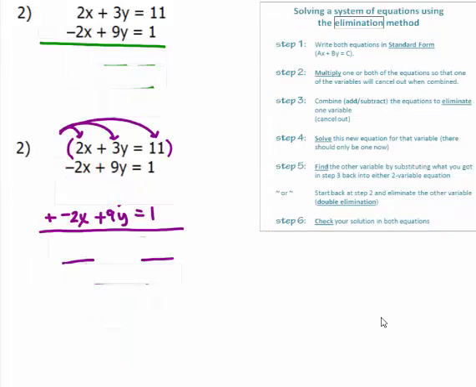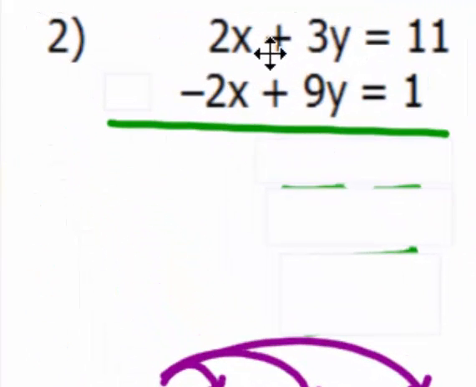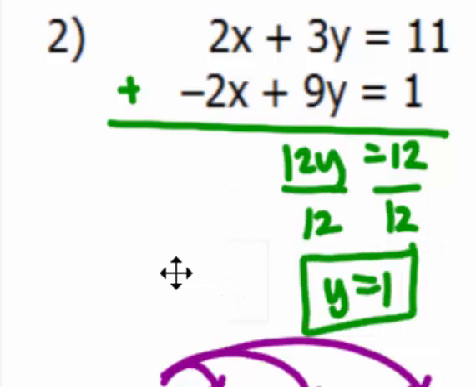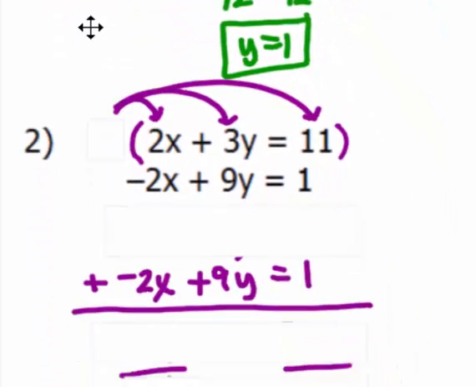Okay, so we're going to try again, keep practicing. If we look at our next example, we've got 2x and negative 2x for our x variables. They already match but are opposite, so we can add the 2 equations together. So double check that you do get 0, so 2x minus 2x, 0, great. 3y plus 9y and 11 plus 1. Divide both sides by 12, and you find that y is 1.